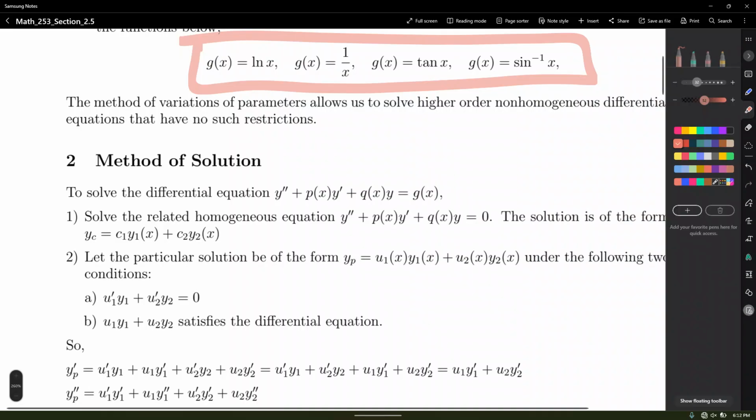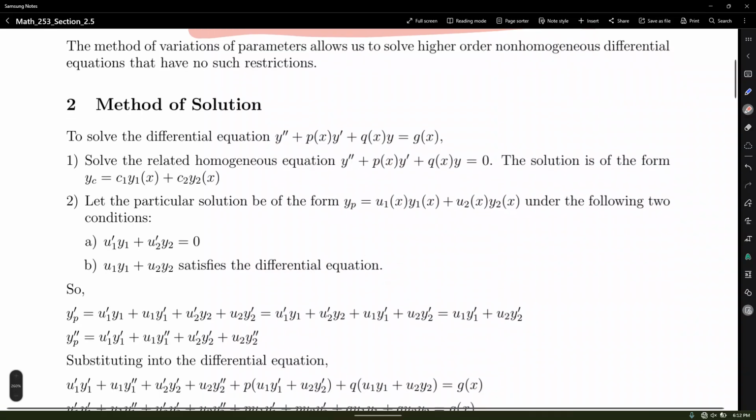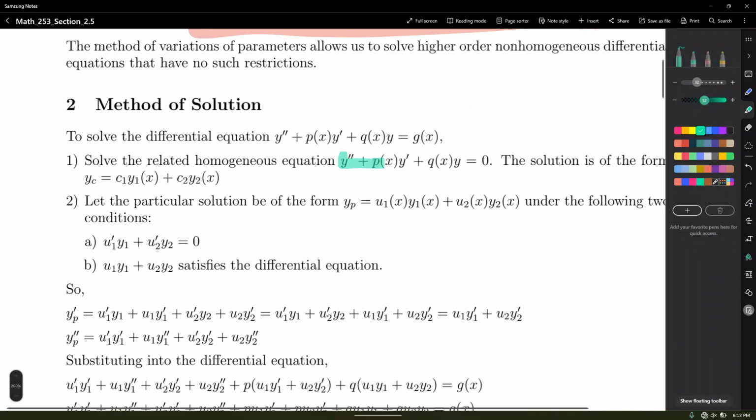So number one, we want to solve the differential equation, again, y double prime plus p of x y prime plus q of x y equals g of x. Actually, we are going to solve this for constant coefficients. Just like undetermined coefficients, we're going to solve the corresponding homogeneous equation, I mean, set it equal to zero and use the three different cases. That's not going to change.